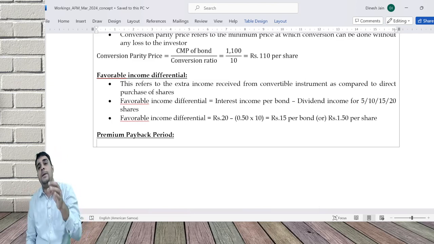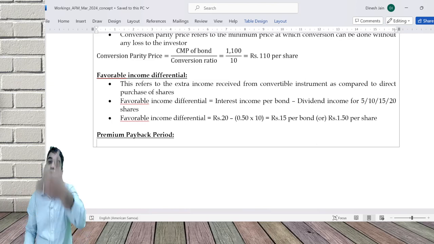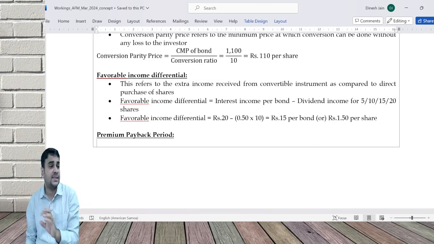But what is premium payback period? It is the recovery of your conversion premium through the favorable income differential. See, you paid 300 extra, you get every year extra 15. I did not pay extra 300. I'm not getting anything extra because I bought shares directly. You bought it as a bond. So whatever extra you paid, I'm saying be happy, every year I'll pay you extra 15. In this example it is 15, but in some other example, let's assume it is extra 100. Then in 3 years, that 300 will come back to you.